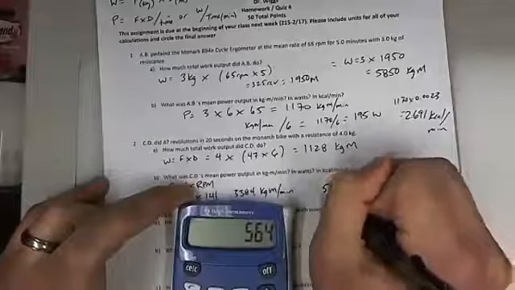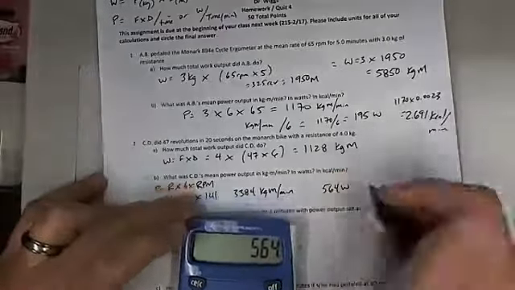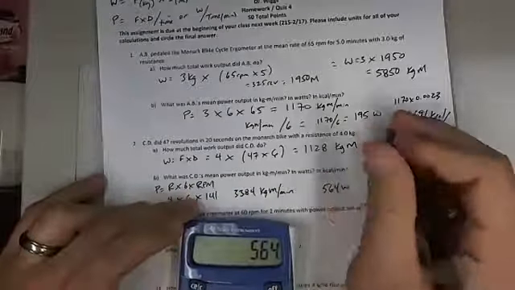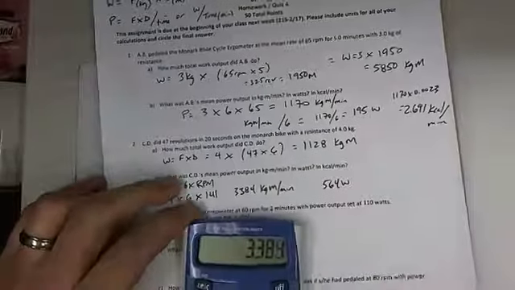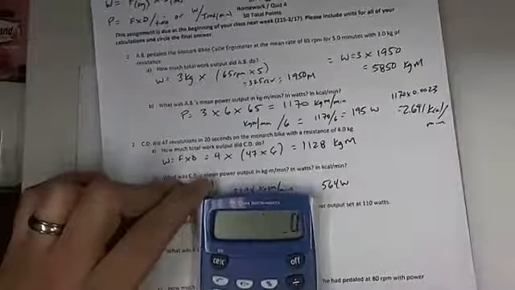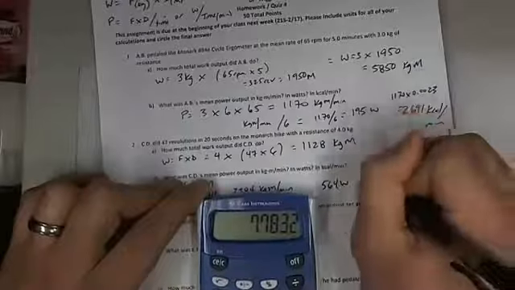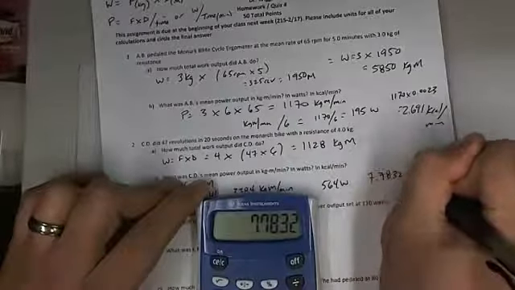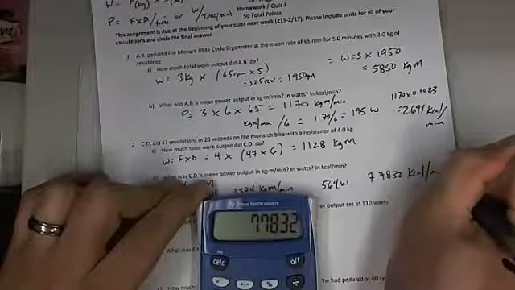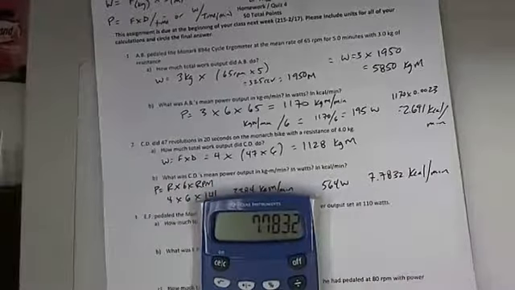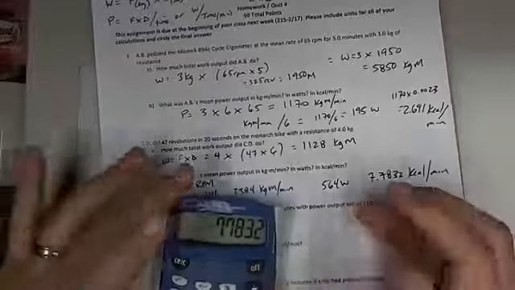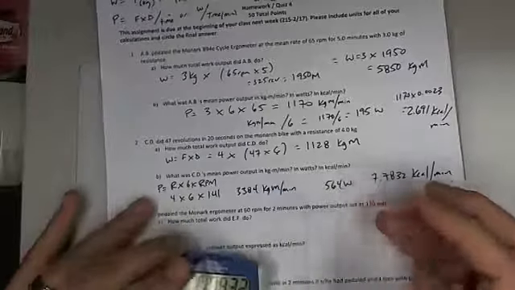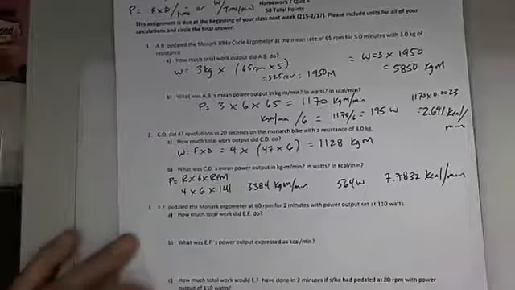Gives us 564 watts. And then in kilogram meters, or kcals per minute, 3384 times 0.0023 is 7.7832 kcal per minute. And you'll notice I'm using lots of decimals. It's probably best to just use 1 or 2 decimal places. I'm not a stickler, but you can keep them short.